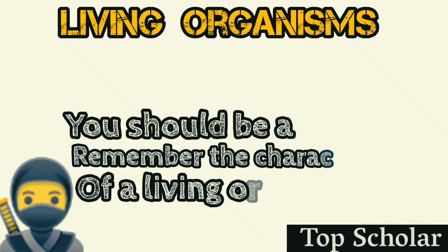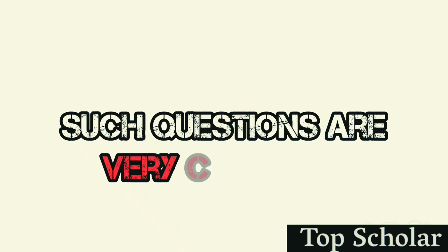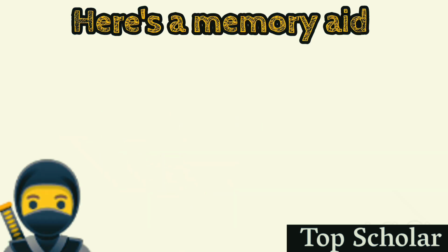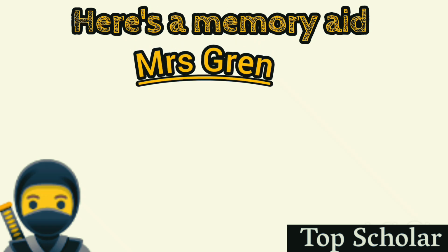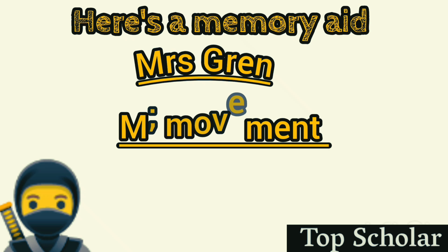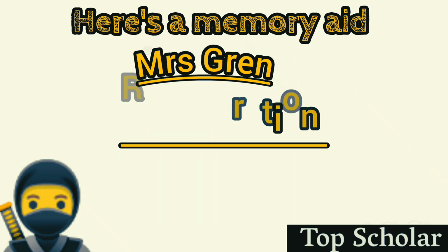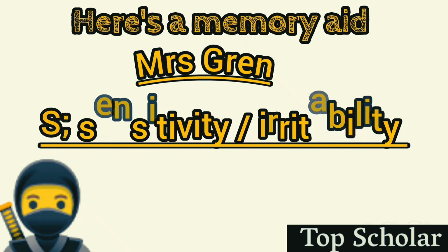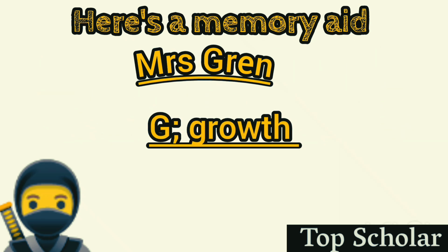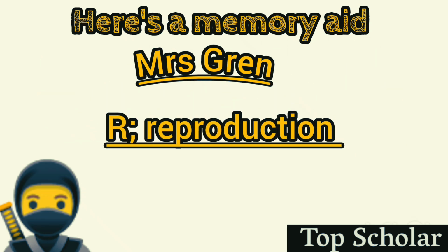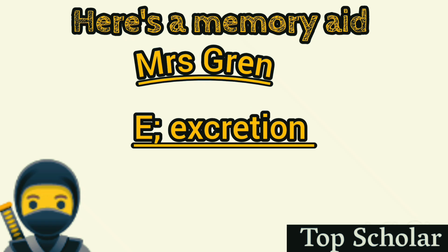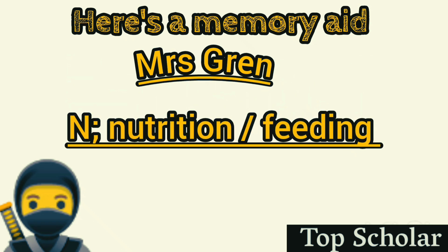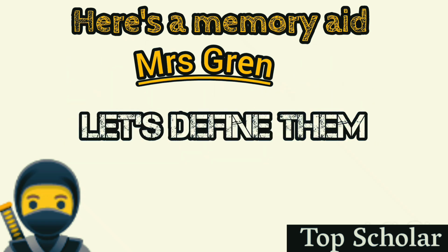These questions are very common in exams, and this is how you can remember it. I'll give you a memory aid: Mrs. Green. Here's how it goes. M for movement, R for respiration, S for sensitivity, G for growth, R for reproduction, E for excretion, N for nutrition. And now let's define them.